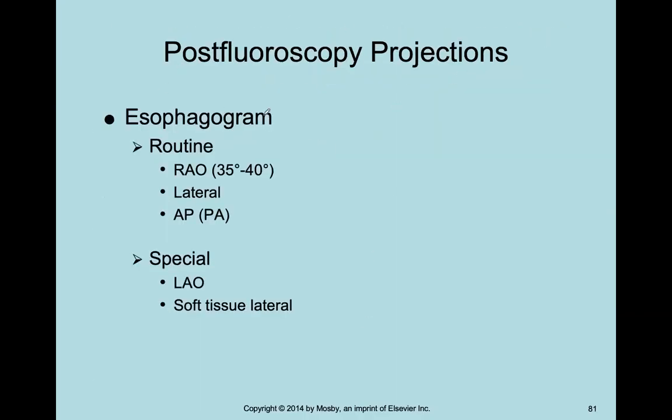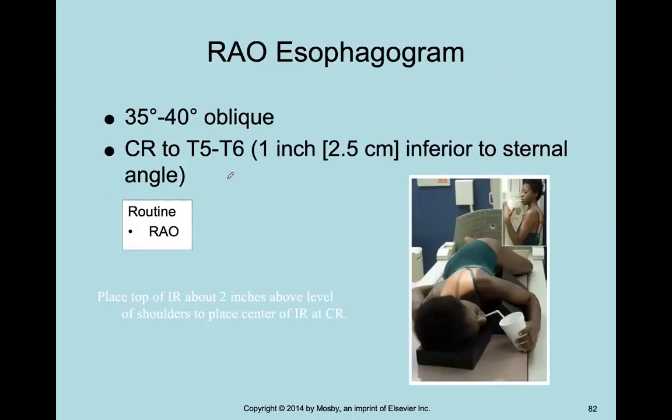Okay, so these are the actual projections that we're going to be doing. For the esophagram, we're going to do an AP, a lateral, and an RAO. These are special projections. The obliquity is 35 to 40 degrees. Okay, so we're going to start with the RAO. Again, the degree of obliquity is 35 to 40. Where are we going to center? We're going to center at the level of T5, T6. So really, you guys, positioning for an esophagram is essentially like a T-spine.